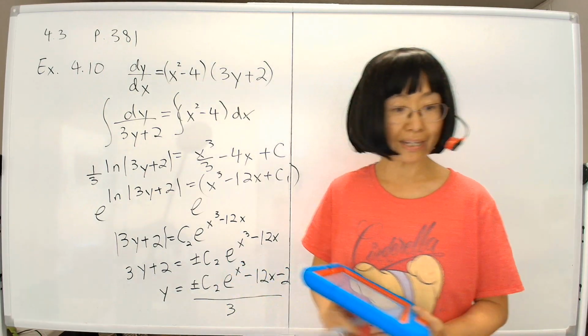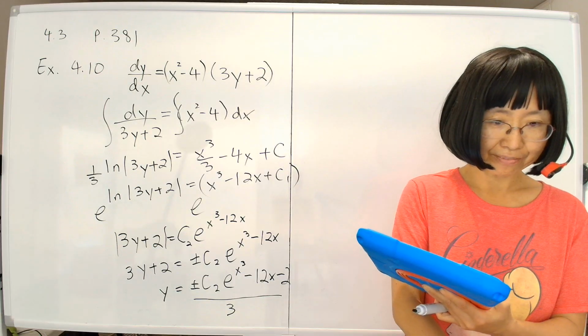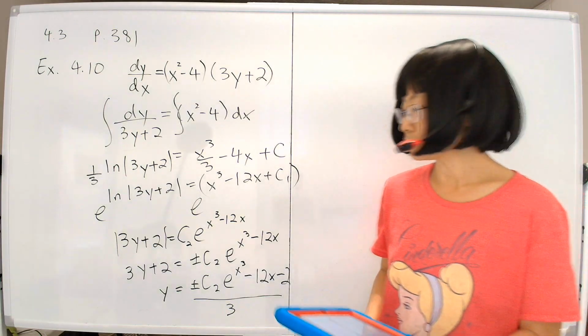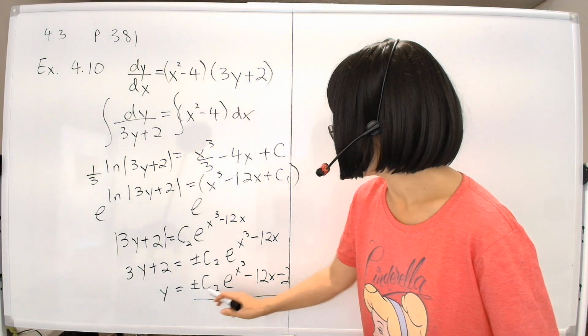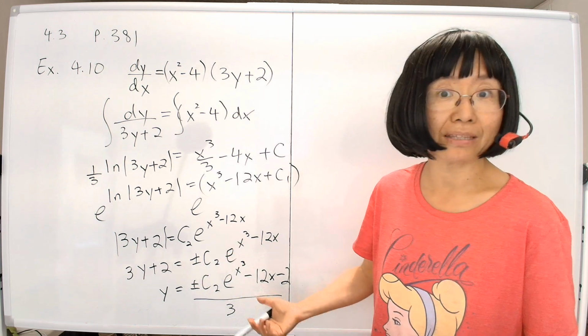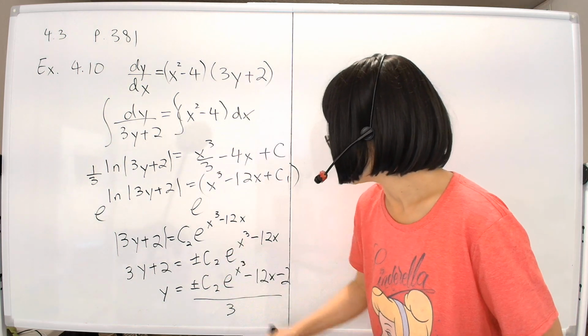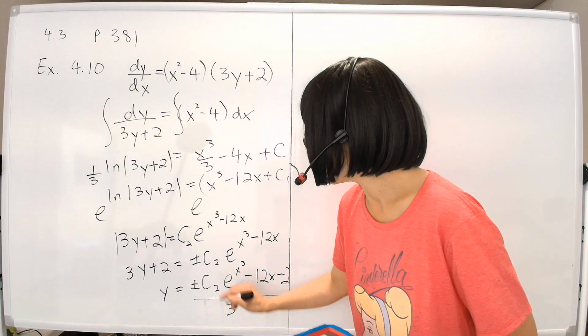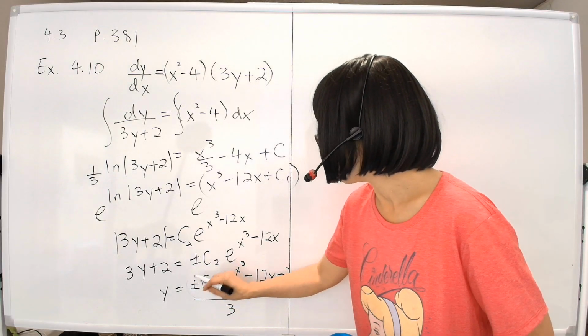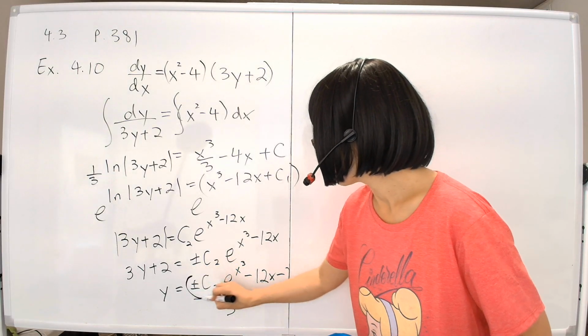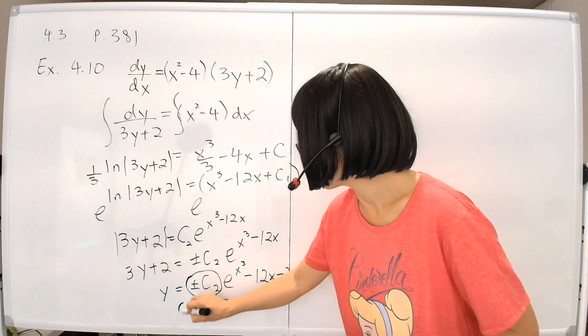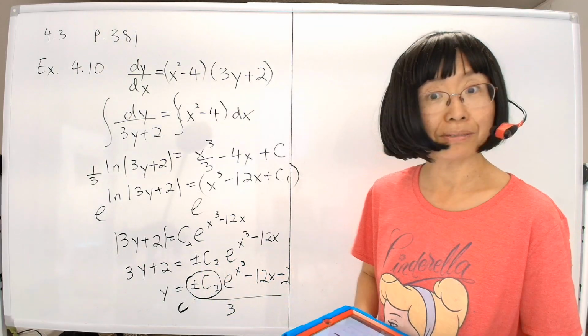And that should be the answer. Now let's check. The only difference is we have a plus or minus C2 here, but being that we don't know what that number is, we don't care what it is really. So it can be just anything. So we'll just replace this thing and call it C. And that should be good enough.